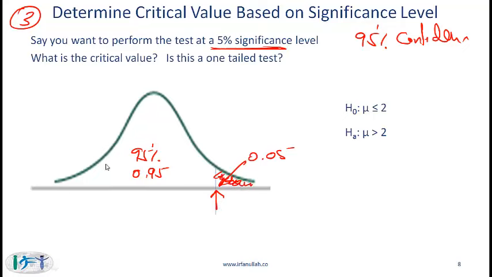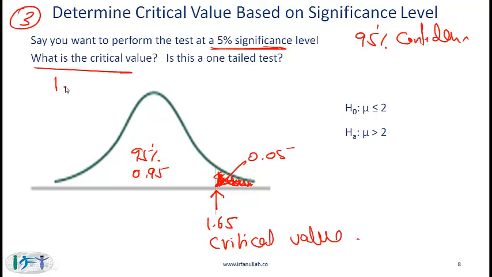If you look at your standard normal distribution, or the z distribution, the number over here, which corresponds to a probability of 0.05 on the right and 0.95 on the left, is 1.65. This is the critical value. So we have answered the critical value, which is 1.65. Is this a one-tailed test? The answer is yes, because we are only looking at one tail over here. We will see tests later that involve looking at both tails. Those tests are called two-tailed tests.